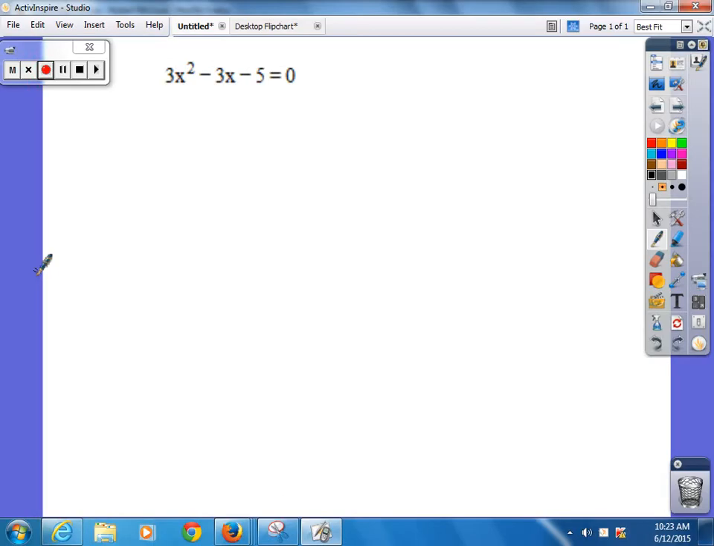So, first thing we do is move C. 3x squared minus 3x plus blank is equal to 5 plus blank. Factor out a 3. x squared minus x.